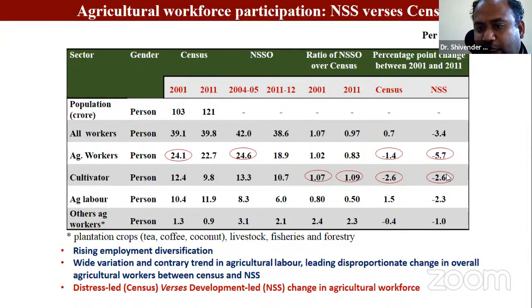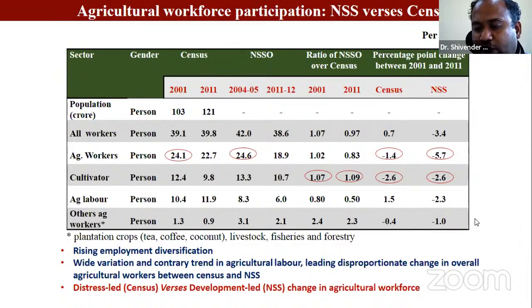Both census and NSS data say that cultivators are declining between 2001 and 2011. But as per the census, the number of laborers has increased by 1.5 percentage points, whereas based on the NSS, even laborers have declined. So if you use the census data, the inference you will draw is that cultivators are declining and laborers are increasing.